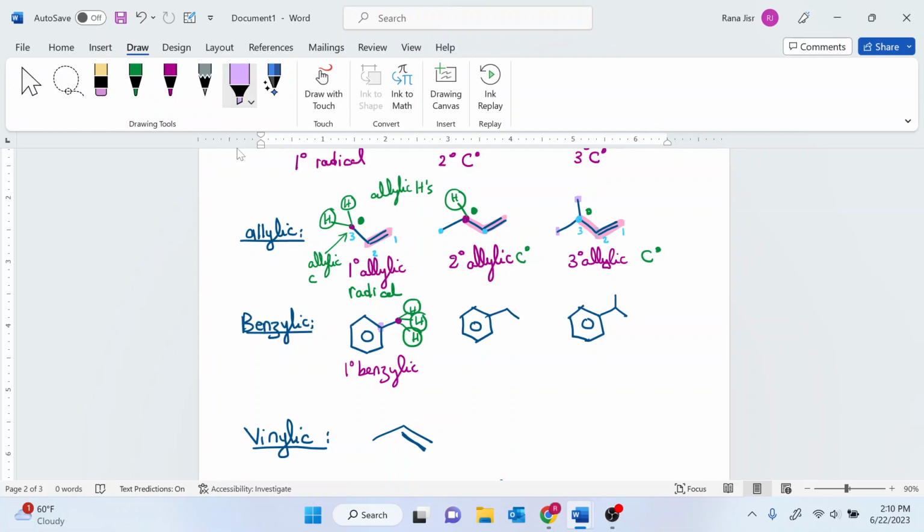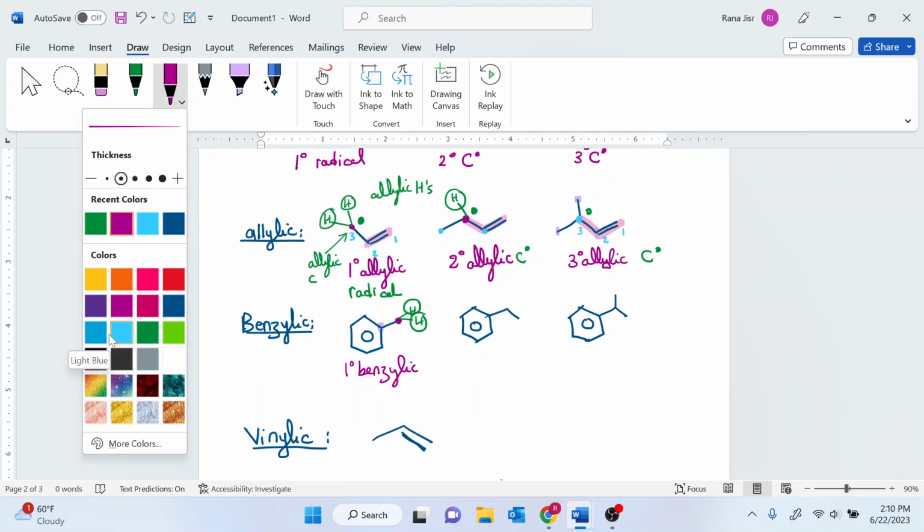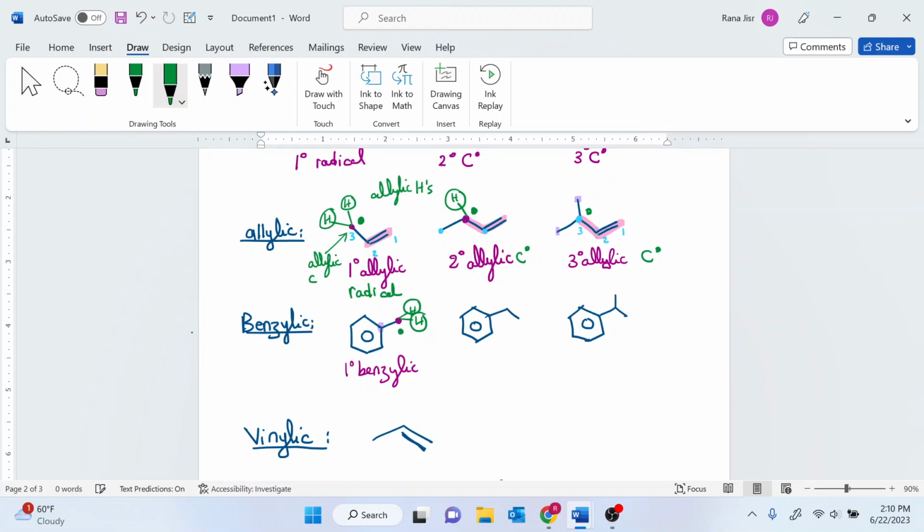So let's say, for example, if I go ahead and I lose one of these hydrogens in there, then I am going to end up getting a free radical. And that free radical in there, so I'm going to end up getting a free radical here on this carbon. And that free radical is going to be a primary benzylic radical.